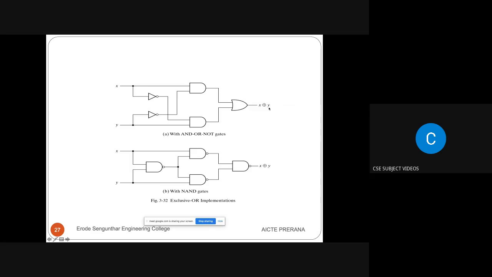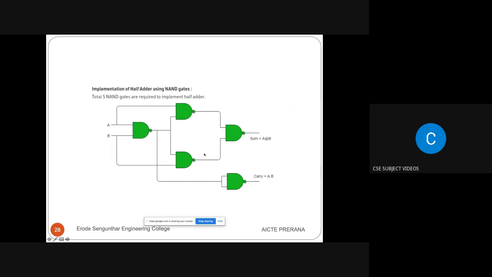Here the expression is considered only for the sum. We have to include the carry also. So for this, we can have the carry also here. So this is the NAND gate representation, which takes 5 NAND gates. This is the sum expression and this is the carry expression. So totally 5 NAND gates are required to implement a half adder.